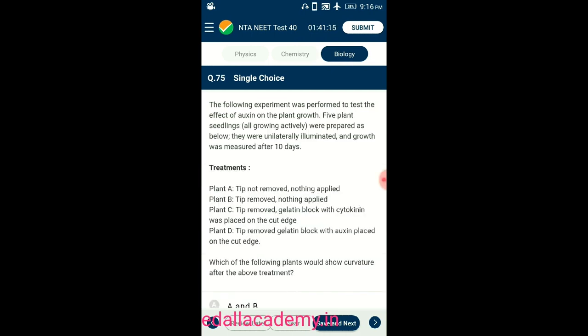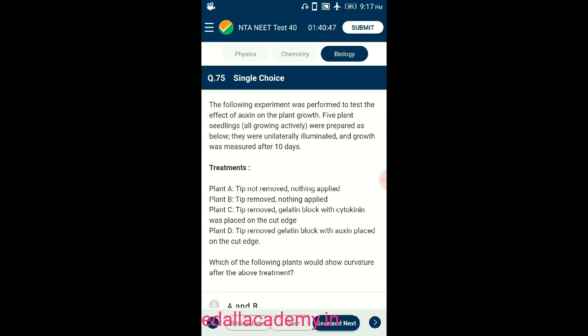An experiment was performed to test the effect of auxin on plant growth. 5 plant seedlings, all growing actively, were prepared as below. They were unilaterally illuminated and growth was measured after 10 days. Plant A, tip not removed, nothing applied.